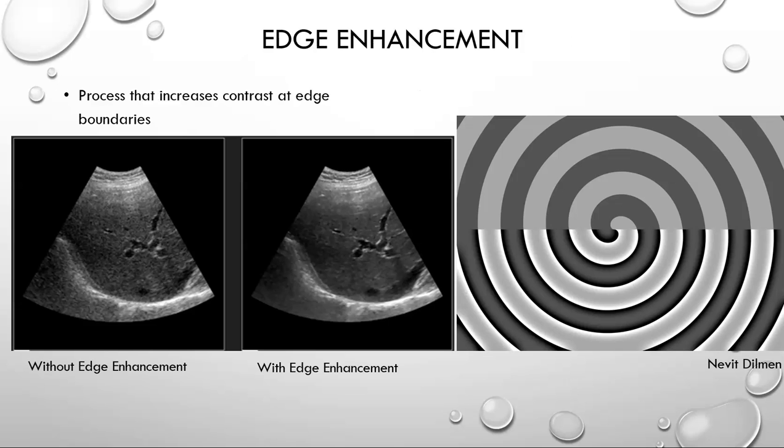Edge enhancement is a process that increases contrast at the edge of boundaries. So we have 2 pictures in here, one on the left without edge enhancement, and the one in the middle with edge enhancement. Theoretically, I suppose the structures such as the portal vein show up better on the one in the middle. There's a picture from Wikipedia on the right that shows use of edge enhancement to enhance the spirals in this image.